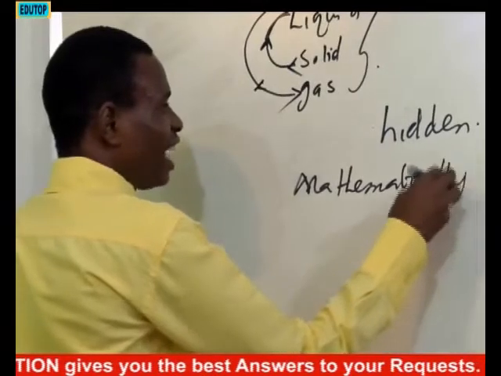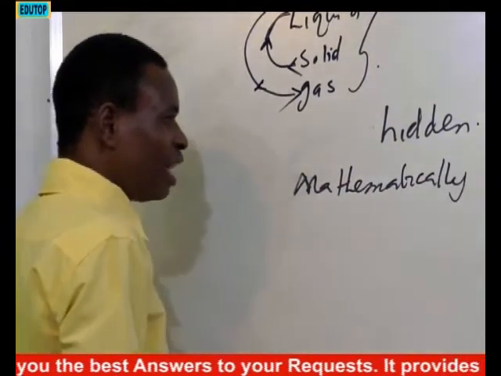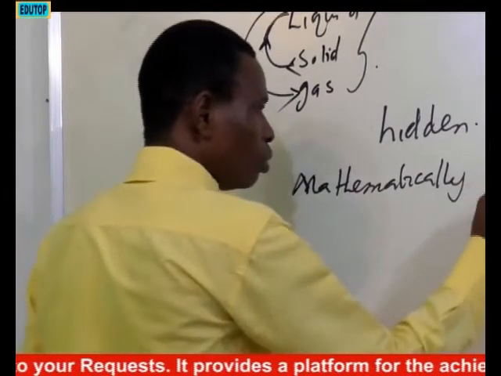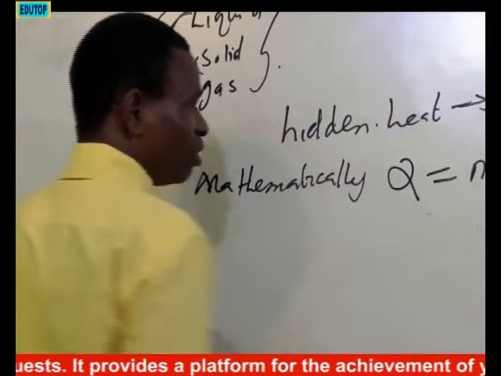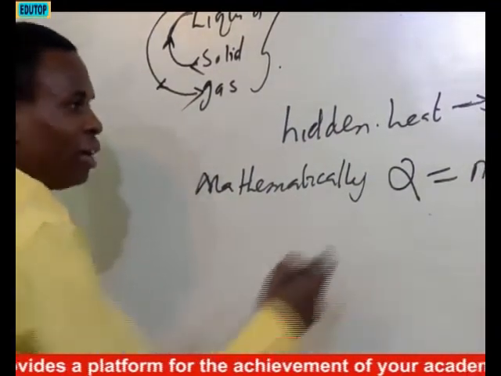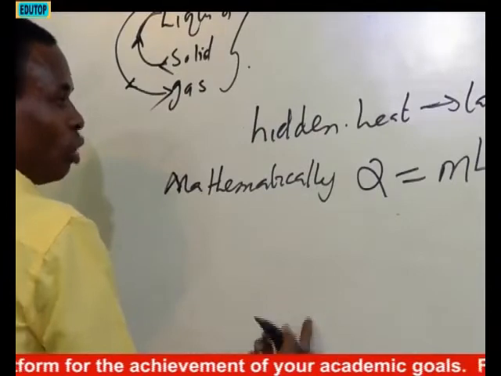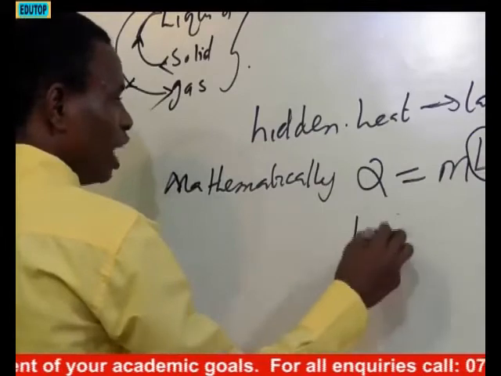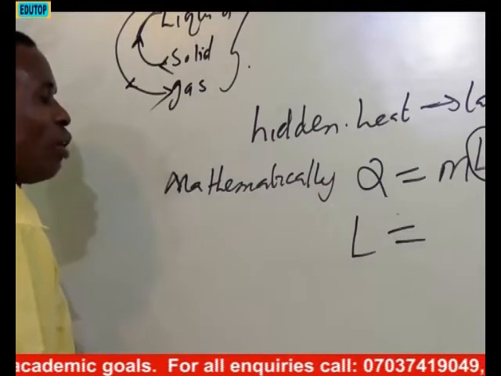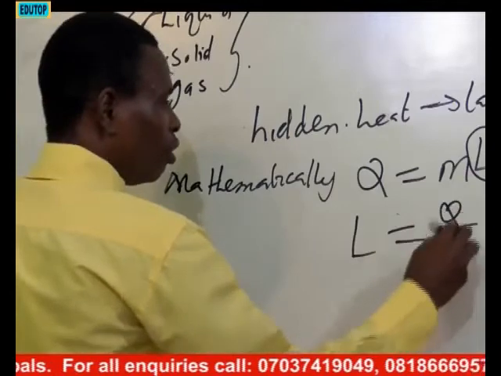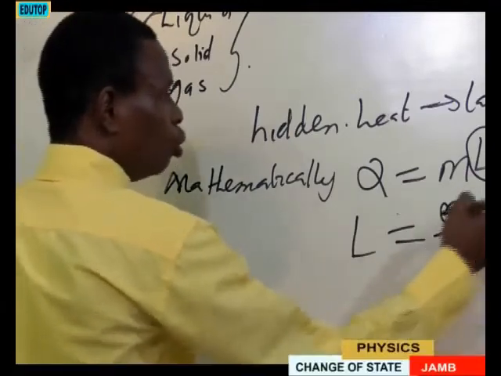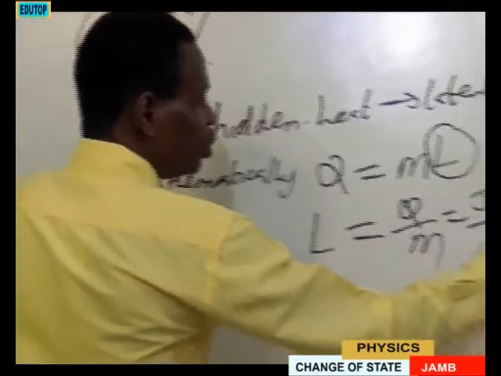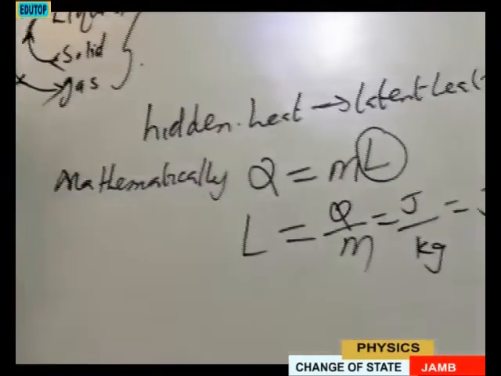Mathematically, for latent heat, the amount of heat supplied is Q, which is equal to mL. Our latent heat is L. Let's make L the subject of the formula. We are going to have Q over m, and this is joule, the unit, and this is kilogram for mass. When you take this together, we have joule per kilogram.